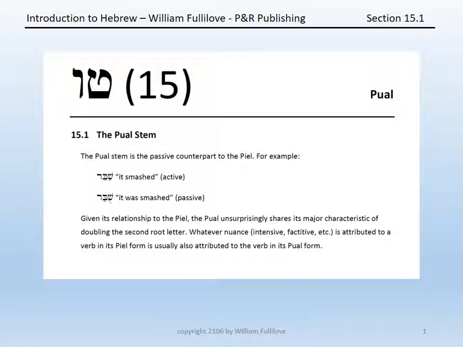For example, if shibbert was "it smashed," the active form from the Piel, then the Pual is shubbar, "it was smashed." Given the obvious relationship between the active and passive, the Piel and Pual, unsurprisingly, the Pual will share its major characteristic of doubling the Piel's second letter. And whatever nuance should be attributed to the Piel verb, whether that's intensive, factitive, etc., should also be attributed to that verb in its Pual form.